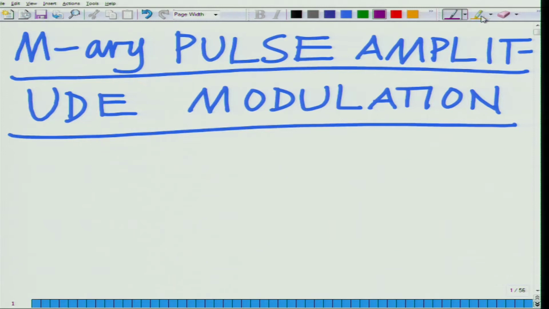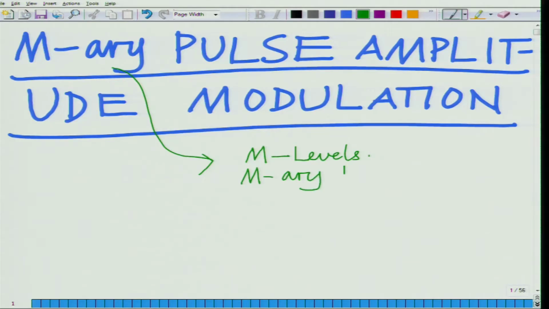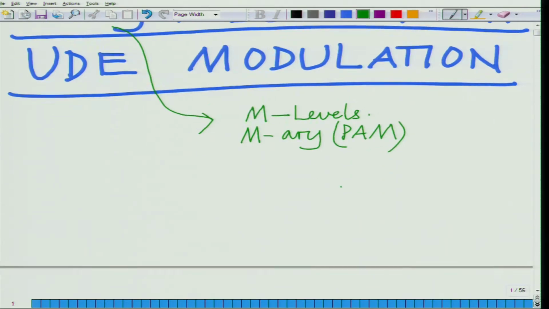M-ary pulse amplitude modulation, which is based on M levels. Until now we have seen binary modulation schemes. So, this is based on M levels, which we are going to describe shortly. M-ary pulse amplitude modulation is abbreviated as PAM.